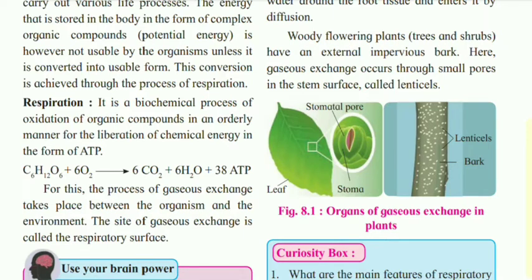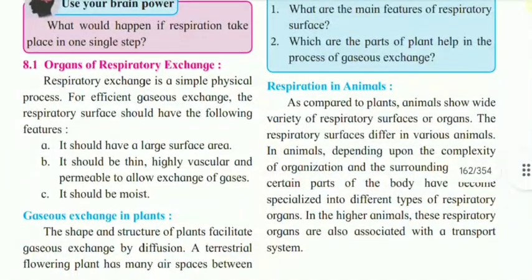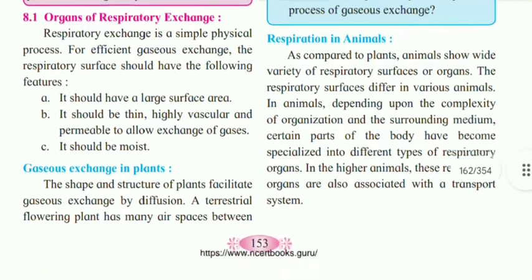The site of gaseous exchange is called the respiratory surface. Now let's see organs of respiratory exchange. Respiratory exchange is a simple physical process. For efficient gaseous exchange, the respiratory surface should have the following features: A. It should have a large surface area. B. It should be thin, highly vascular, and permeable to allow exchange of gases. C. It should be moist.